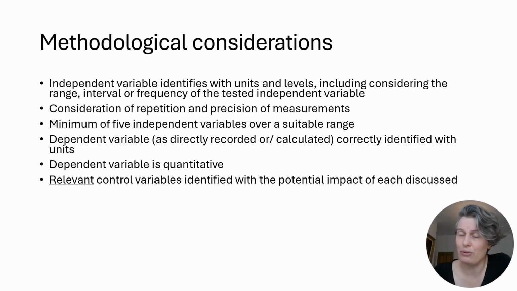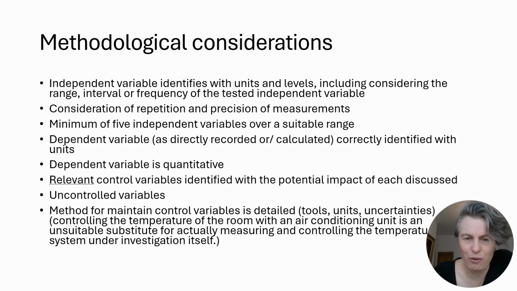Relevant control variables, so room temperature, if you're only working in solids or you're heating to a temperature of 100 degrees, small changes in room temperature aren't going to make a massive amount of difference. So be sensible with your control variables. Human error is not an uncontrollable variable. Method for control variables is detailed tools, units, and uncertainties. Okay, so again, use that table I suggested. Controlling the temperature of the room is actually unsuitable, but if temperature you think is relevant, well then at least maybe you should be measuring it.